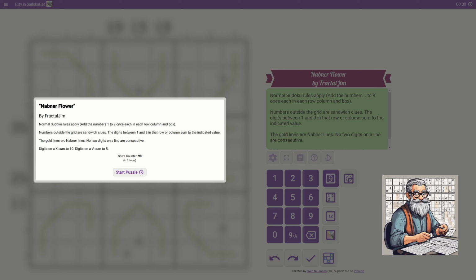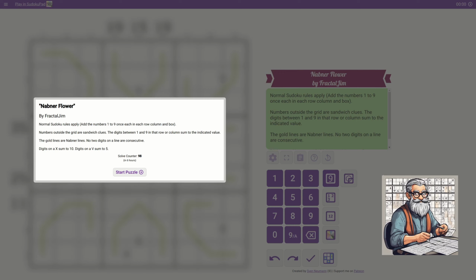Today I'm gonna be trying my hand at Nabner Flower by fractalJim. If you'd like to give it a go, there'll be a link in the description below. If you do, please let me know how long it took you to solve it and what you thought of it. Right, let's read the rules.